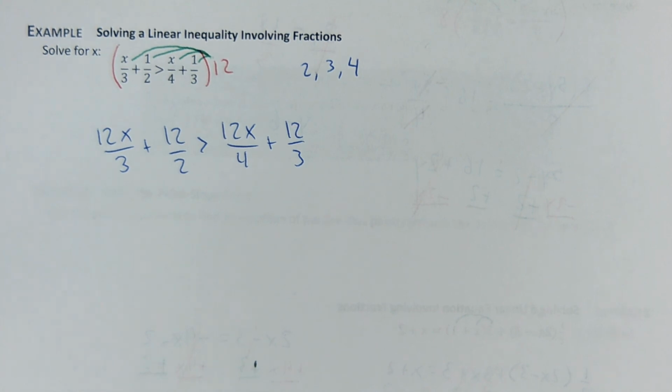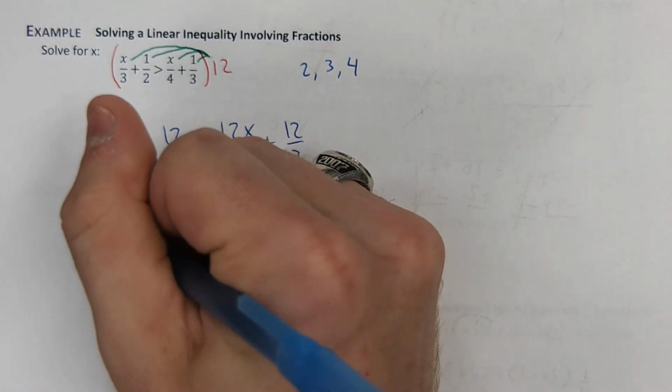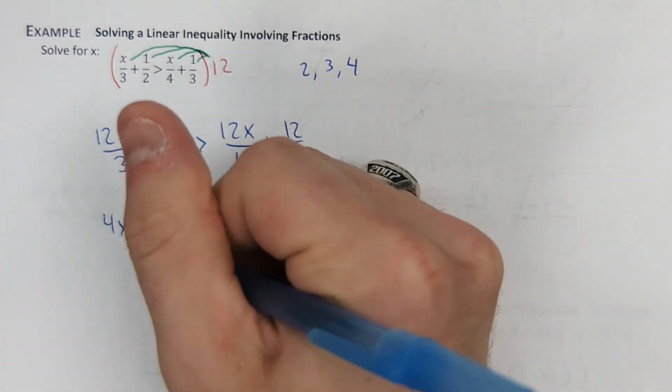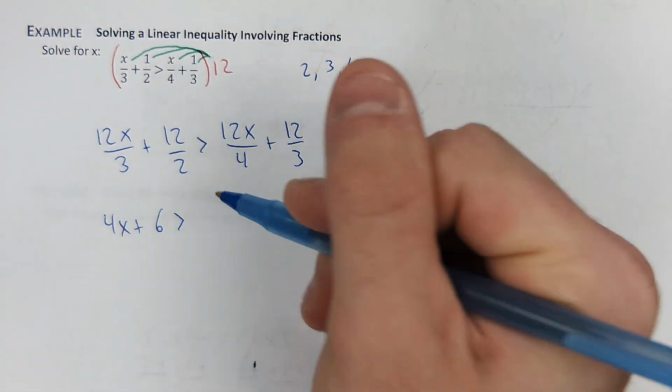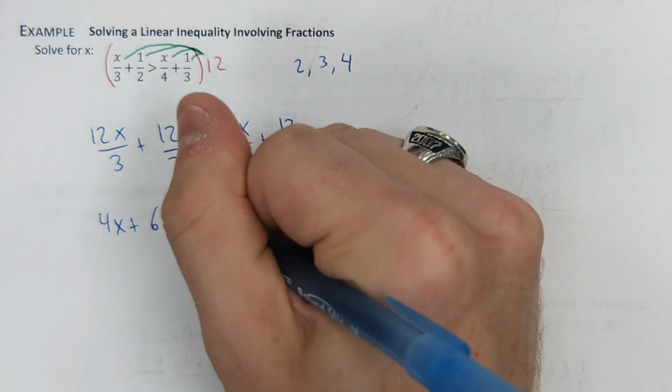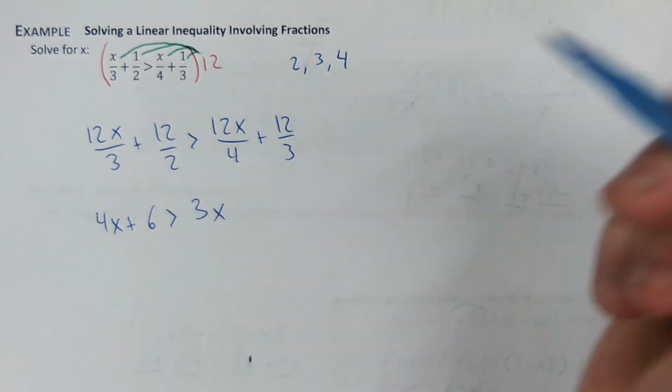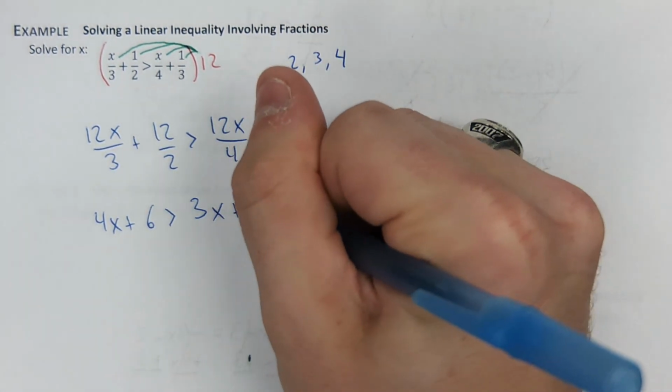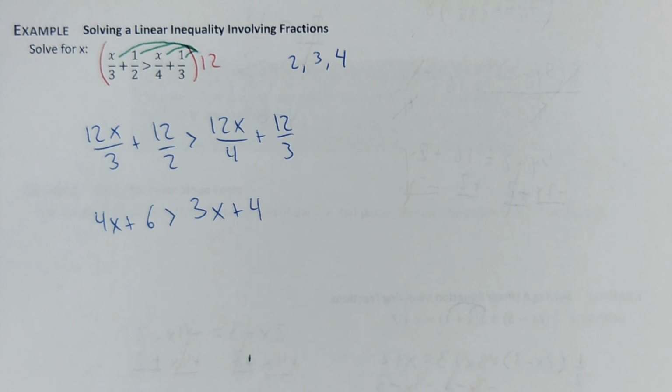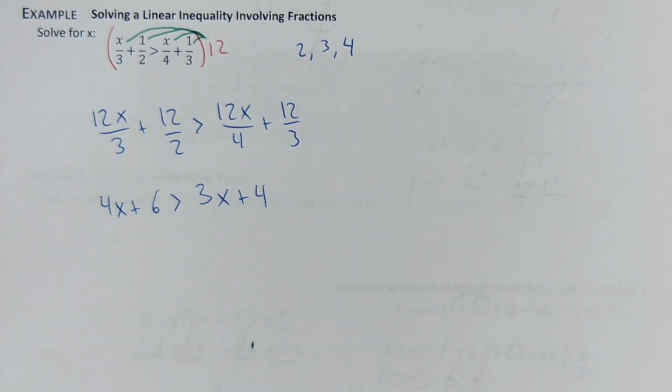And after I reduce, I will have no more fractions. Except for maybe in the answer, but I'll have no more fractions in the question, nothing else to work with. Because 12 divided by 3 is 4. 12 divided by 2 is 6. 12 divided by 4 is 3. And 12 divided by 3, 12 divided by 3, we already said is 4. And there it is. Then it finishes up just like the last one.